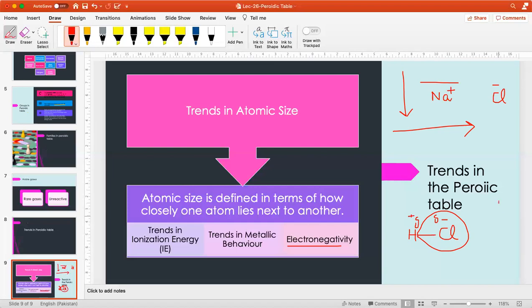Among the halogens, at the top is fluorine. So if we go across the periodic table towards fluorine, electronegativity increases. If we come from the bottom upwards towards fluorine, electronegativity increases. If we go from right to left across the periodic table, electronegativity decreases. If we go from top to bottom of the periodic table, electronegativity decreases. So these are the different trends which you can understand just by looking at the periodic table.